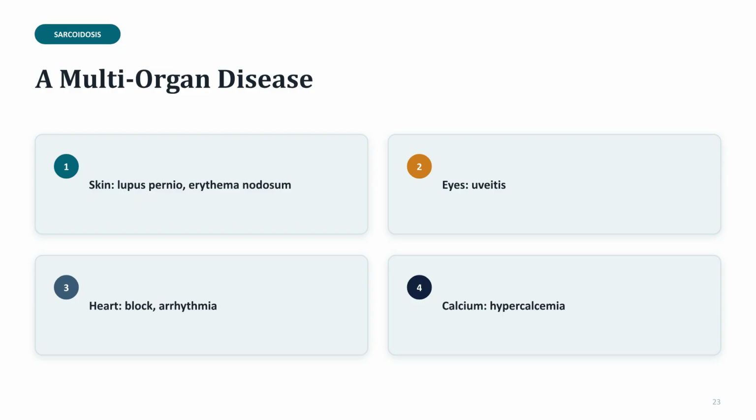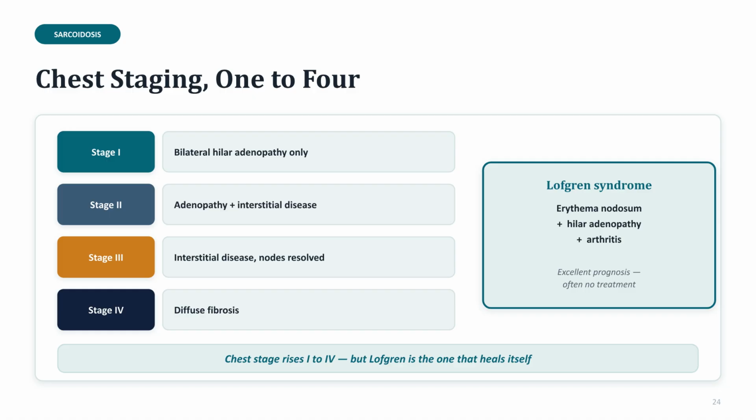Sarcoidosis rewards a head-to-toe look. The skin can show waxy plaques, violaceous lupus pernio on the face, or tender red erythema nodosum on the shins. The eyes can develop uveitis, the heart can develop conduction block, arrhythmia, or cardiomyopathy, and the calcium can climb, because sarcoid macrophages activate vitamin D. Two manifestations are dangerous and easy to miss: cardiac sarcoid and neurosarcoid. Screen for them.